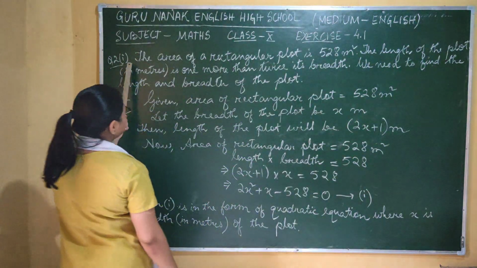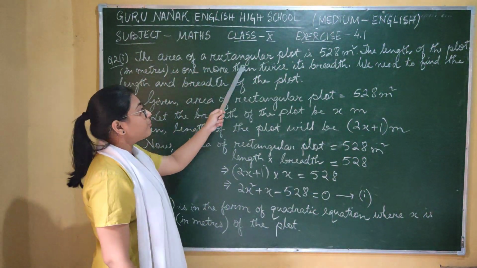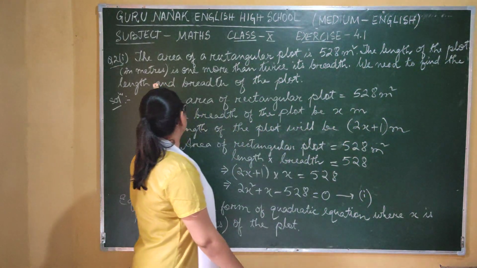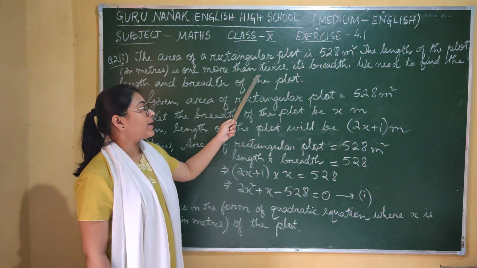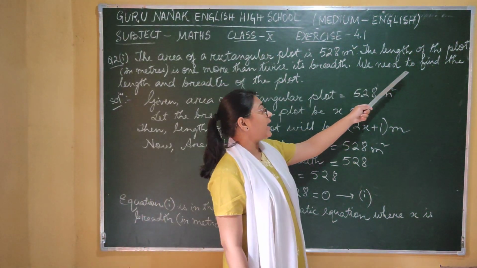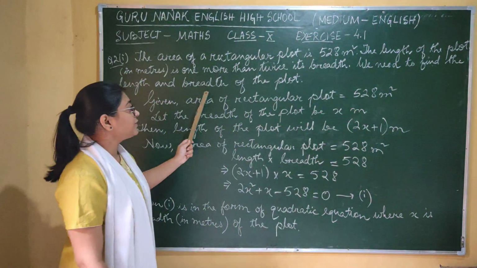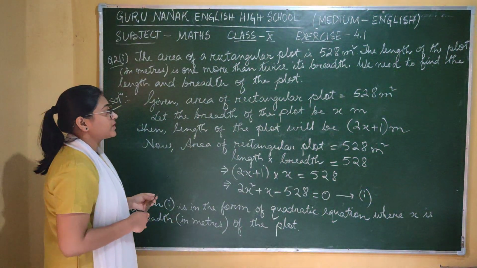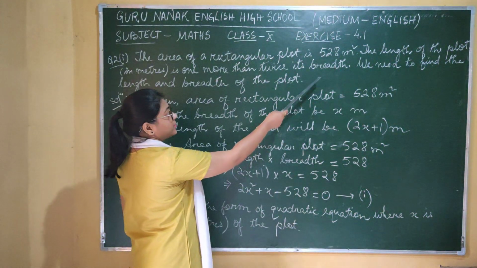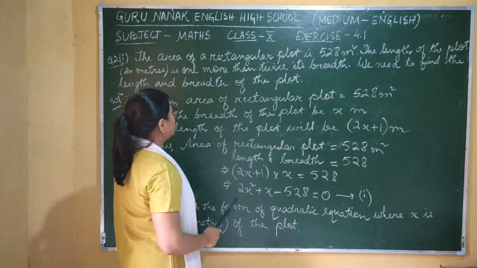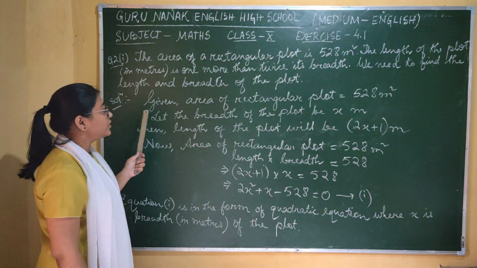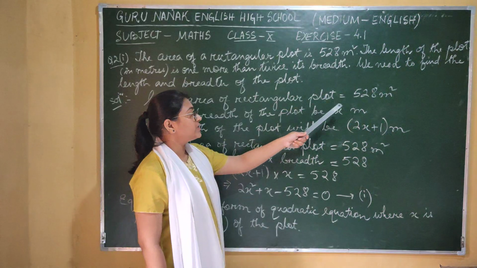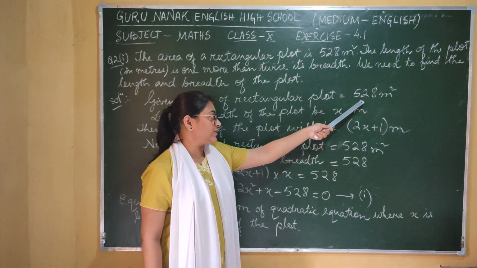So the first problem is given as: the area of a rectangular plot is 528 meters square. The length of the plot in meters is 1 more than twice its breadth. We need to find the length and breadth of the plot. Now in the question, length and breadth is not mentioned. So first, in the solution, we will write the given part. Given is the area of the rectangular plot, which is 528 meters square.